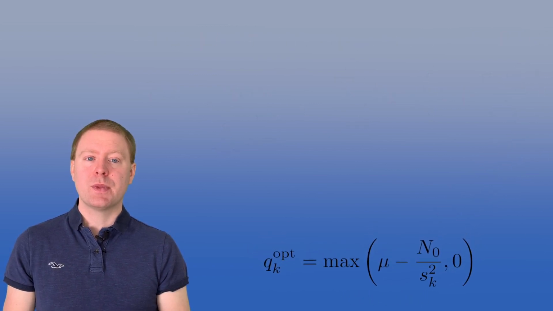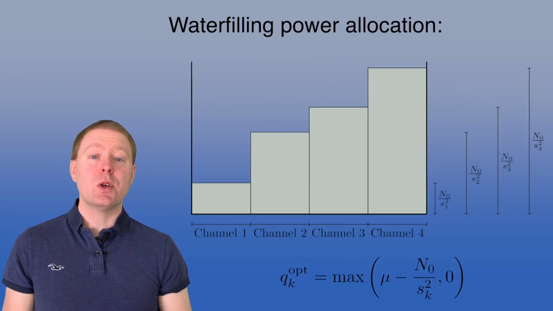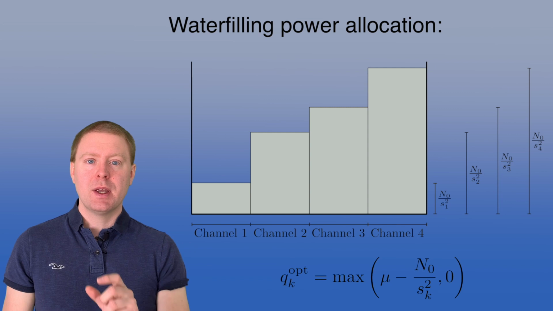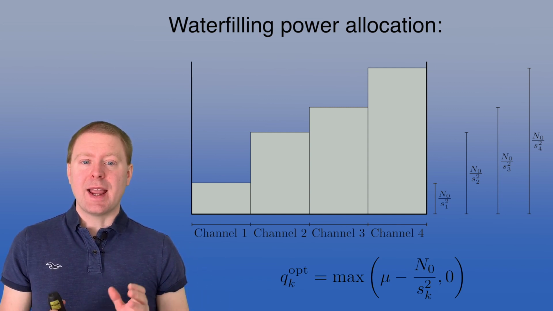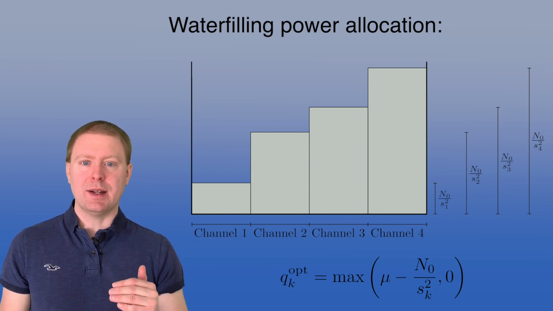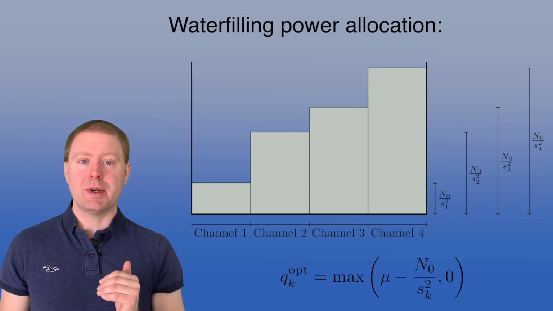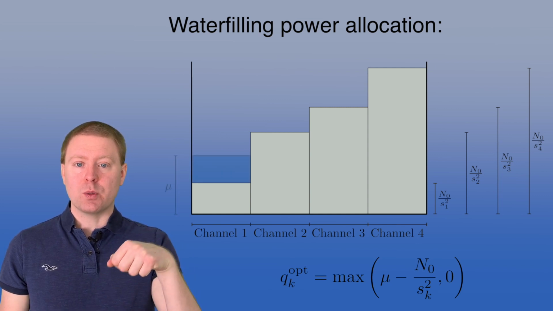But since we are subtracting something, it can happen that the first term here is negative, and then you use 0 power. We call it waterfilling because we can view it as pouring water into a pool which has an uneven bottom, describing each of the subchannels here. And for the subchannel k, we have N0 divided by sk squared. That's what we're subtracting, and that is then the height of the bottom at that point. And then we are pouring water into it.